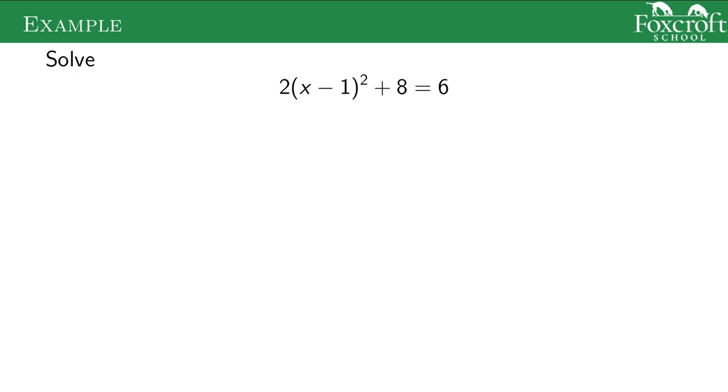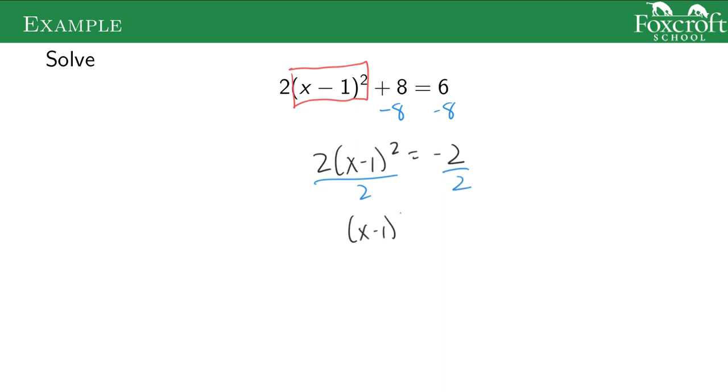All right, I'll do one more example. Again, the squared thing is what we want to get by itself. We add or subtract first. I'm going to subtract 8 from both sides. Then I'm going to get rid of that 2 by dividing. And then I want to take square roots.